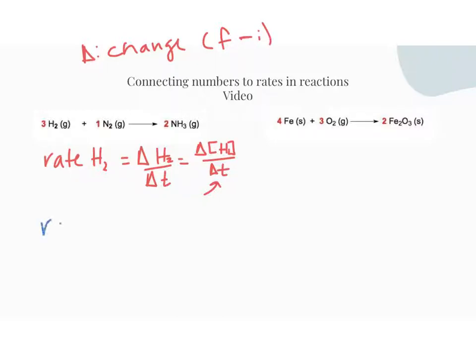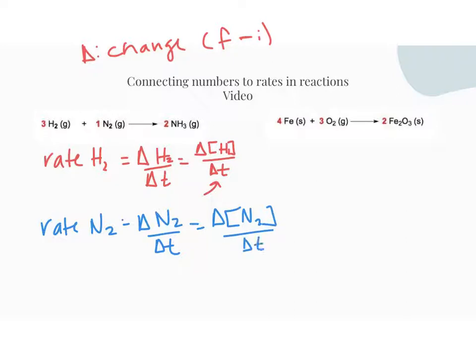Okay, so that's what the rate of H2 is equal to. And then the rate of N2 is just the change in N2 over the change in time, or the change in the concentration of N2 over the change in time. So brackets are concentration in molarity. Okay, so that's what that means. So here's the thing. These two are related to each other, and they're also related to the NH3.